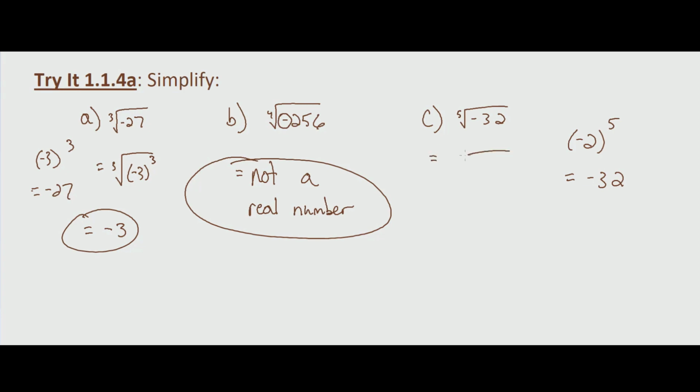So this equals the 5th root of -2 to the 5th power. The 5th root of something being taken to the 5th power is that something. And again, the whole thing needs to be taken to the power, not just the number. The negative needs to be taken to the 5th power as well in order for this to remain true. So the 5th root of -2 to the 5th is simply -2.